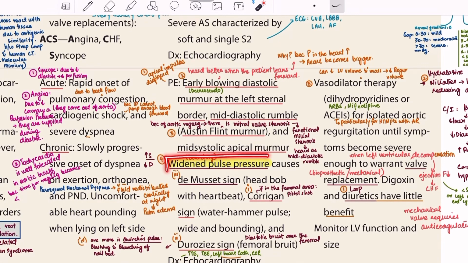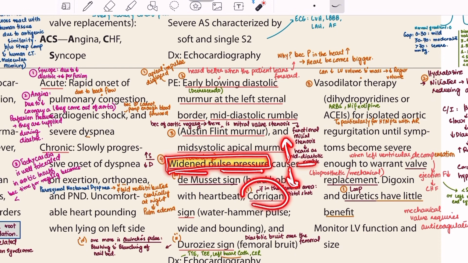Like we had discussed earlier, the systolic pressure is increased and the diastolic pressure is decreased. And the difference between the pressures will cause widened pulse pressure. And that can manifest itself in different ways. Some of the ways are as follows.